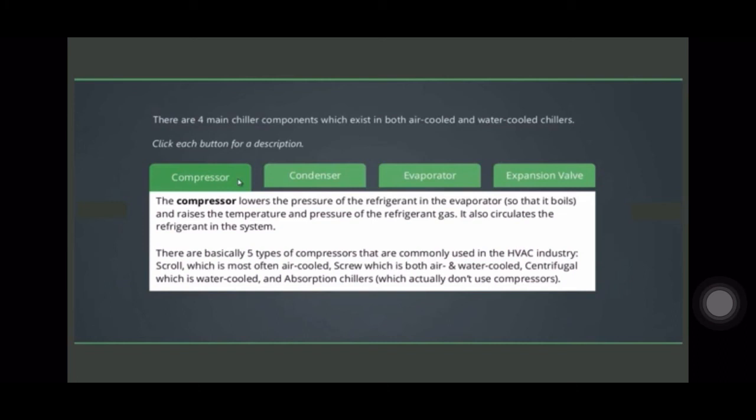There are a few types of compressors that are commonly used in the HVAC industry. Scroll, which is air-cooled, screw, which is both air and water-cooled, centrifugal, which is water-cooled, and absorption, which actually doesn't use compressors.